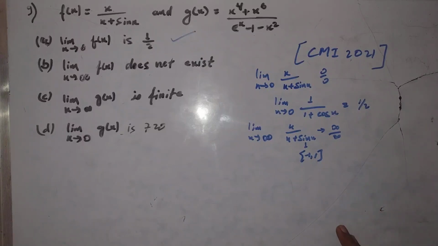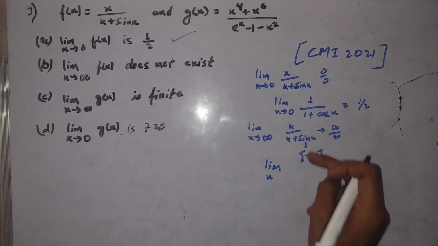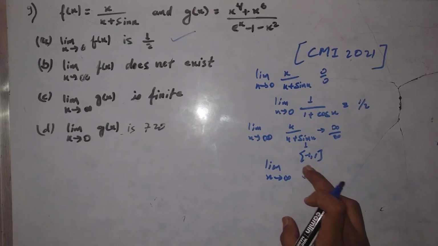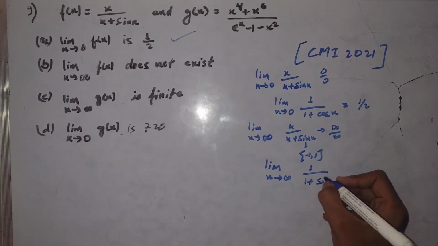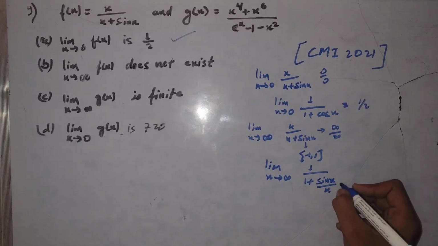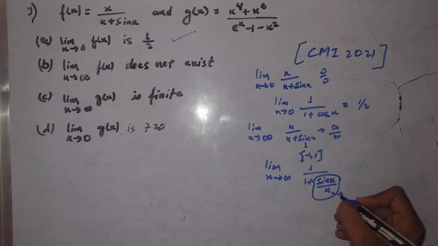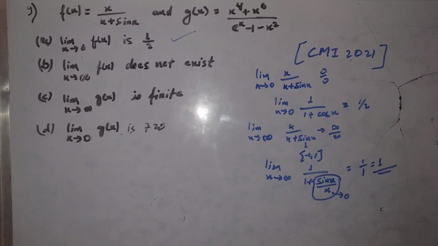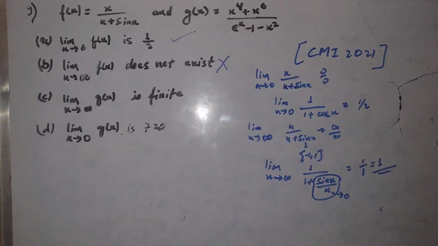So what I'm going to do is divide by x in order to create sin x upon x, which will then be 0. Dividing the numerator by x gives us 1, and dividing the denominator by x gives us 1 plus sin x by x. Now sin x is a finite number between -1 and 1, and x tends to infinity, so this whole thing tends to 0. Therefore the limit tends to 1 upon 1, that is 1. Okay, so statement B says that it does not exist, but it exists, and it has a finite value, so this is a false statement.